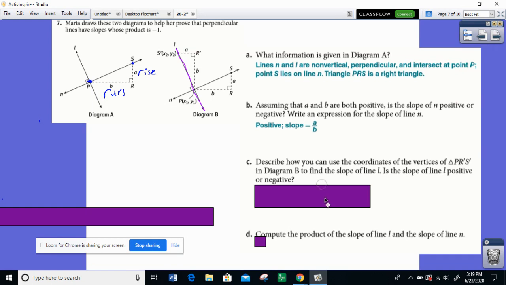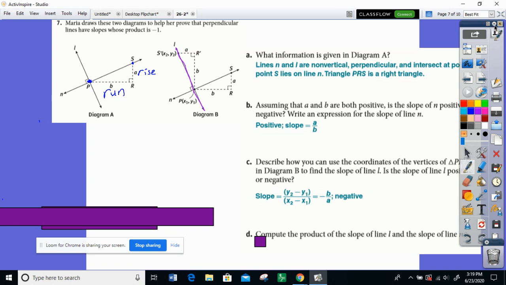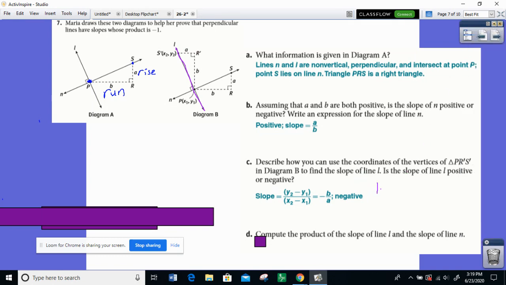Okay, so let's see what this says about that. So that would be y2 minus y1 divided by x2 minus x1. So that would be b over a. But the reason that would come out to be negative is because line L is now decreasing. Therefore, the slope is going to have to be negative.